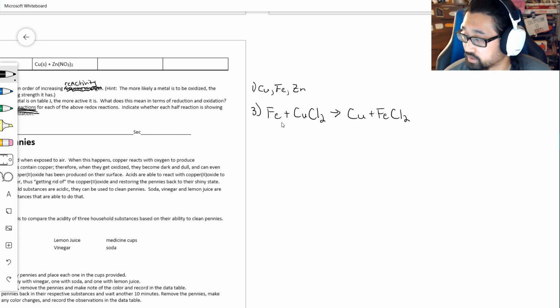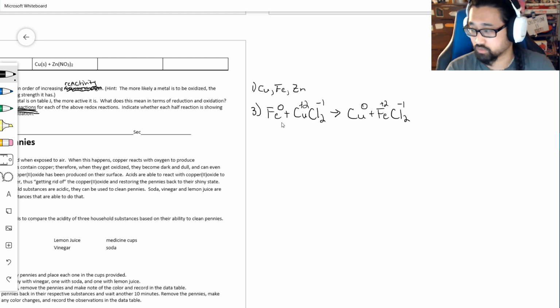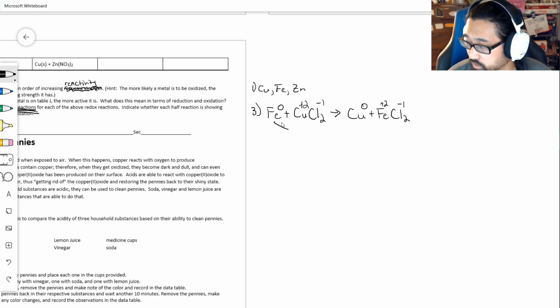Now, in order to do half reactions, I need to identify what elements went through a change in charge, what elements went through oxidation and reduction. Elements that are hanging out on their own have a charge of 0. Chlorine, when it comes second, is negative. It has to have a charge of -1, but there are 2 of them, so this copper has to be +2, and this iron has to be +2. My half reactions only worry about things that change. So iron changes from 0 to +2, copper changes from +2 to 0.